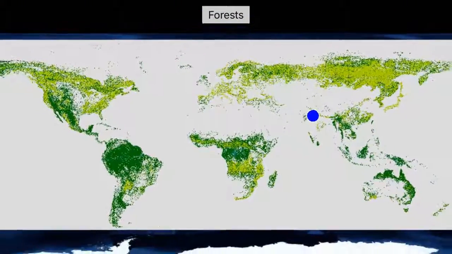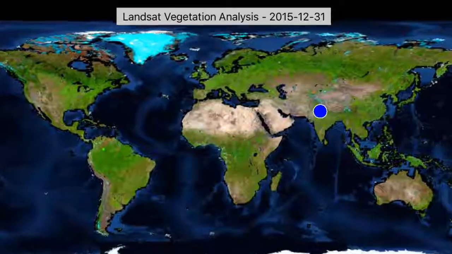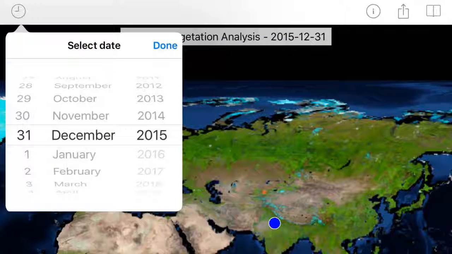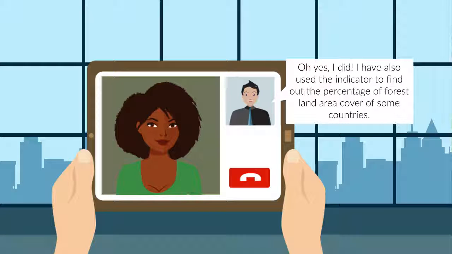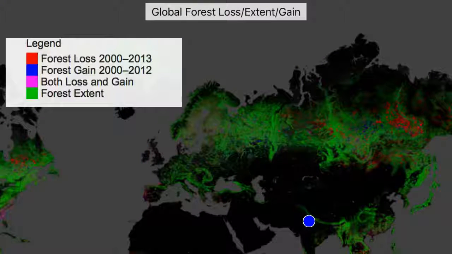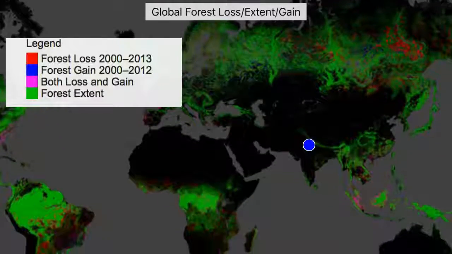Did you also use the forest map? It shows the forested and non-forested areas around the world. In fact, you can also use the forest cover indicator to compare the forest cover of selective places. Oh yes, I did. I have also used the indicator to find out the percentage of forest land area cover of some countries. The maps on global forest loss were particularly helpful to me. I could study and compare forest cover gain.